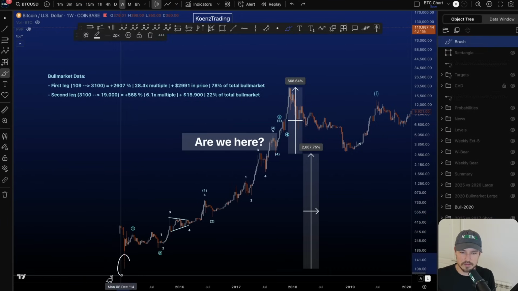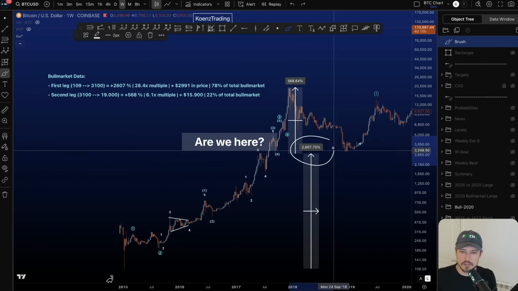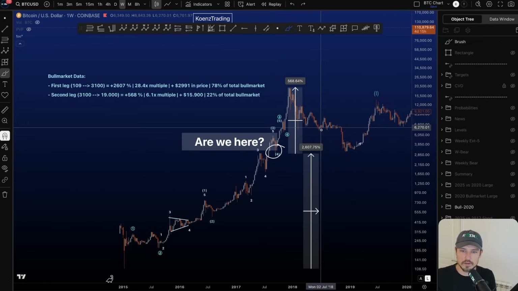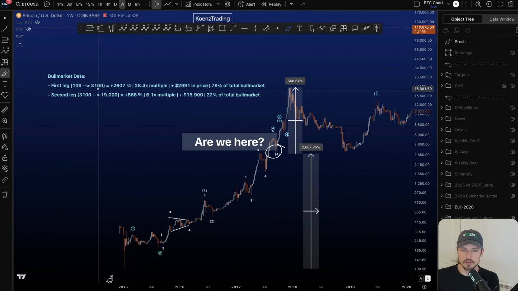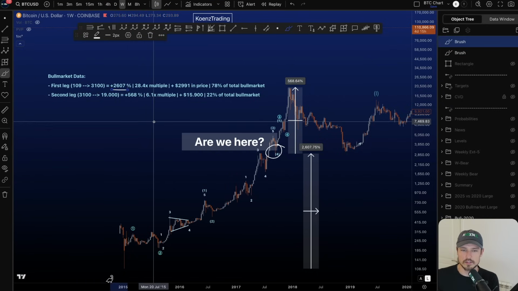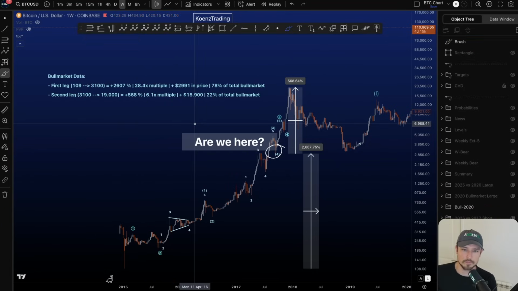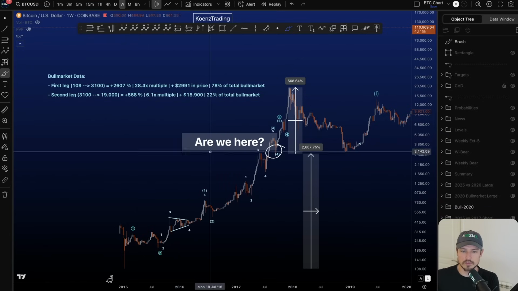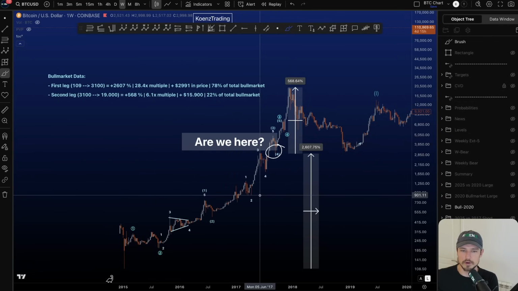Don't worry, this is indeed the low. The move up to the low of wave 4 is 2600%. From this low of wave 4 to the high is 568%. Now the first leg was from $109 to $3,100, which is 2600%. It's a multiple of 28.4 and a raise in price of about $3,000. This move to the upside contained about 78% of the bull market.